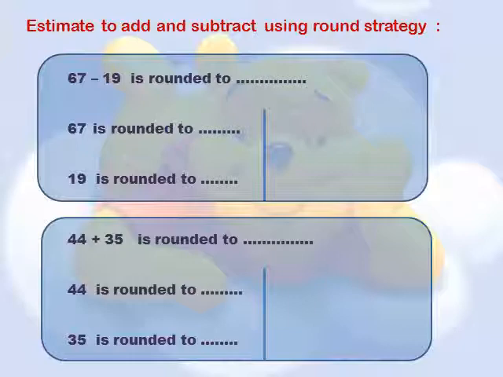Let's solve some exercises. Let's estimate to add and subtract using the rounding strategy. If I have 67 minus 19, I'm going to take each number alone. 67 lies between two tens, 60 and 70. Let's look at the ones place. The ones digit is 7, a strong number, so it rounds up to the greatest tens. It will be 70.